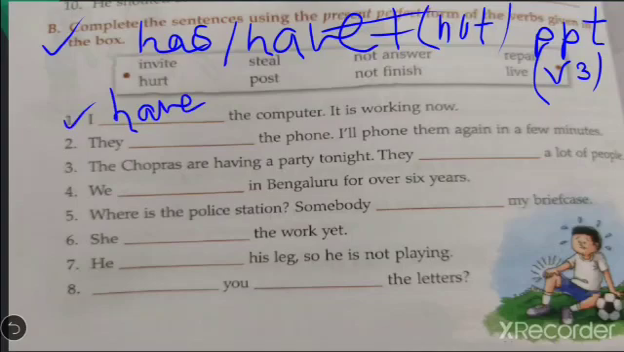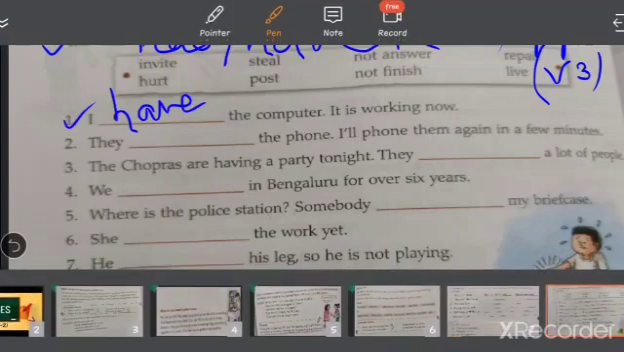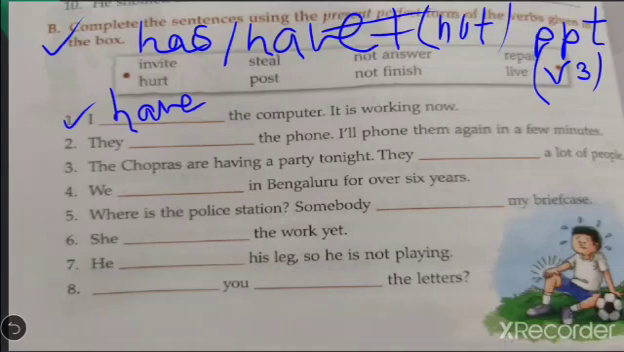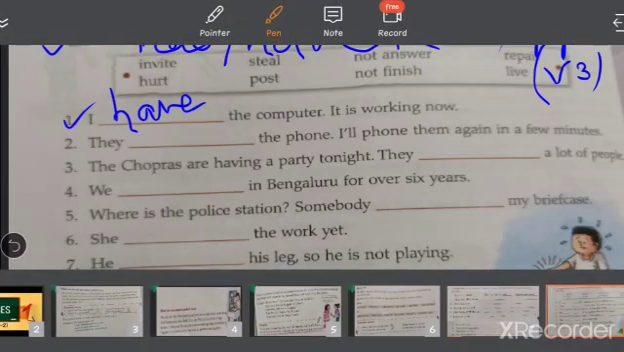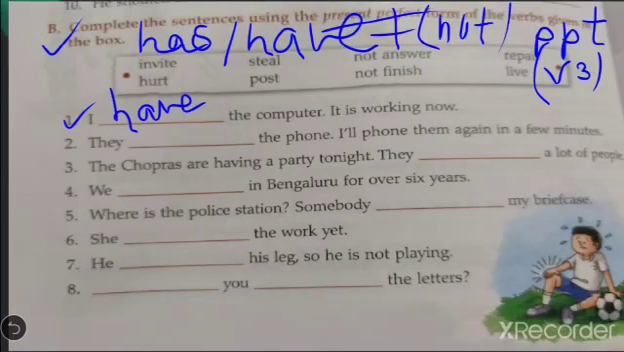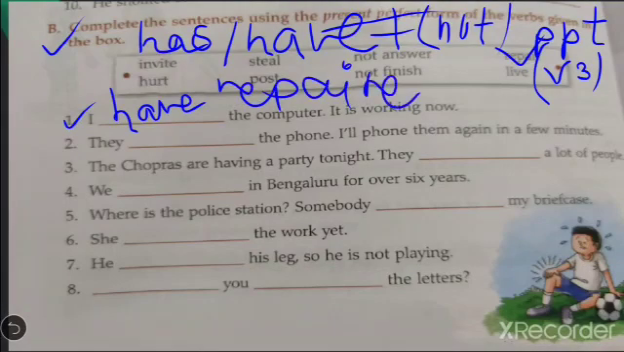Now look at the words: invite, steal, not, repair, hurt, post, not finish and leave. Here the person is talking about the computer. It's working now means repaired. So here, repaired: ed will come only in the past participle form.